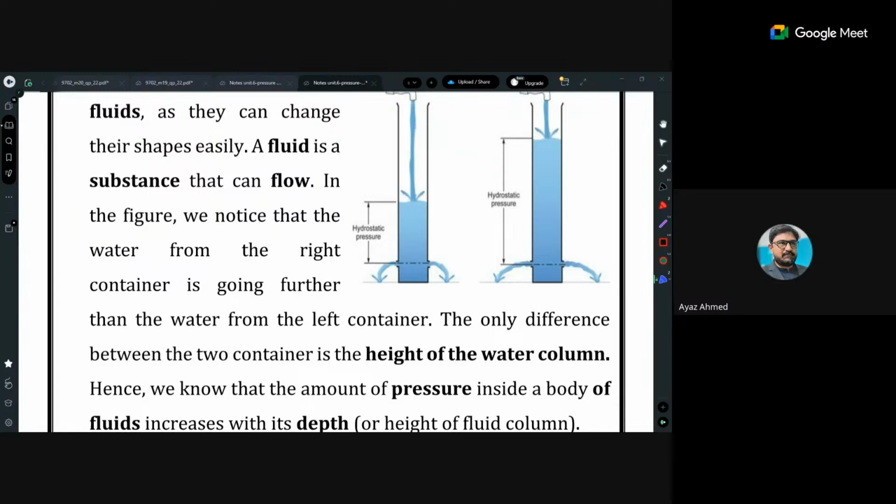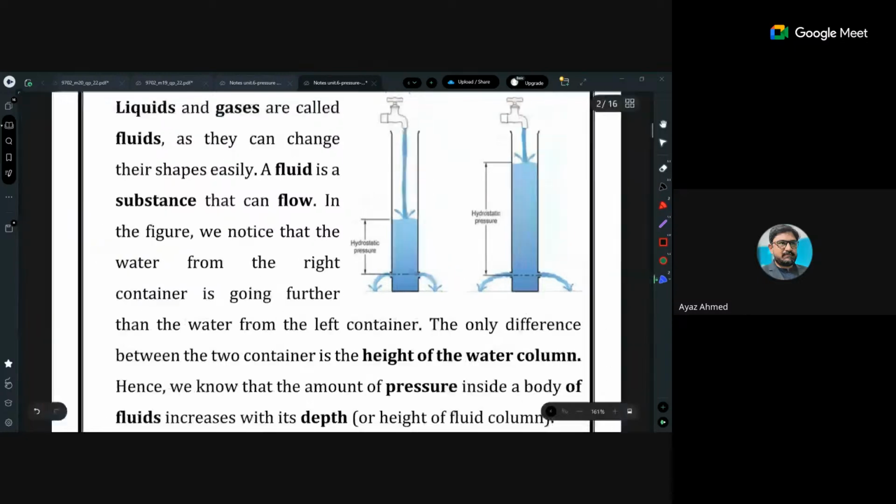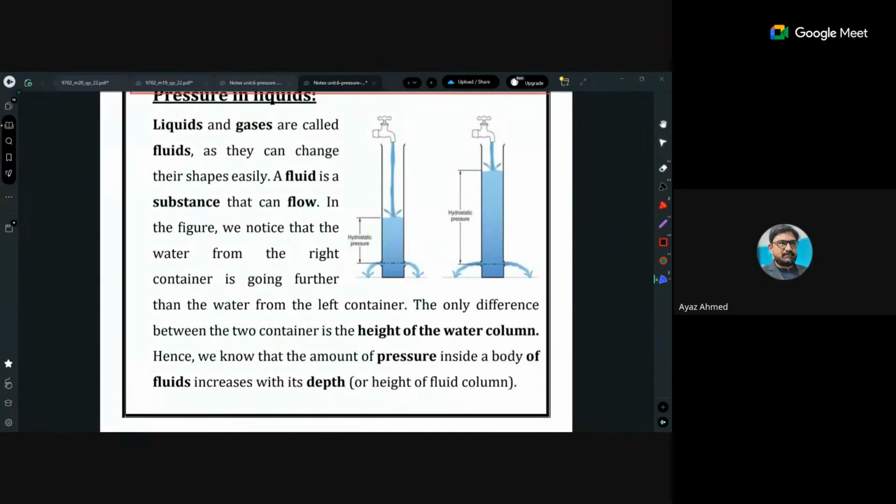So we must think about how the pressure depends upon several factors. Just go through this slide quickly, then it would be more clear. When the substance flows, just like water from the tube on the right, it covers less distance when it flows out, and the water which is flowing out of the second tube is traveling a larger distance, isn't it? Did you notice that?